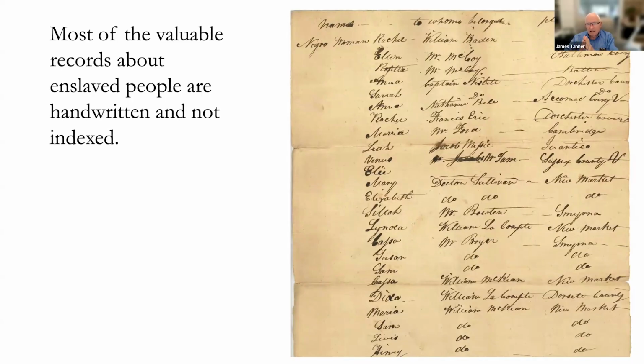Understand also that most of the valuable records about enslaved people are handwritten, and they're not indexed and still not digitized. There are literally millions of records sitting in archives across the United States that are waiting to be digitized.